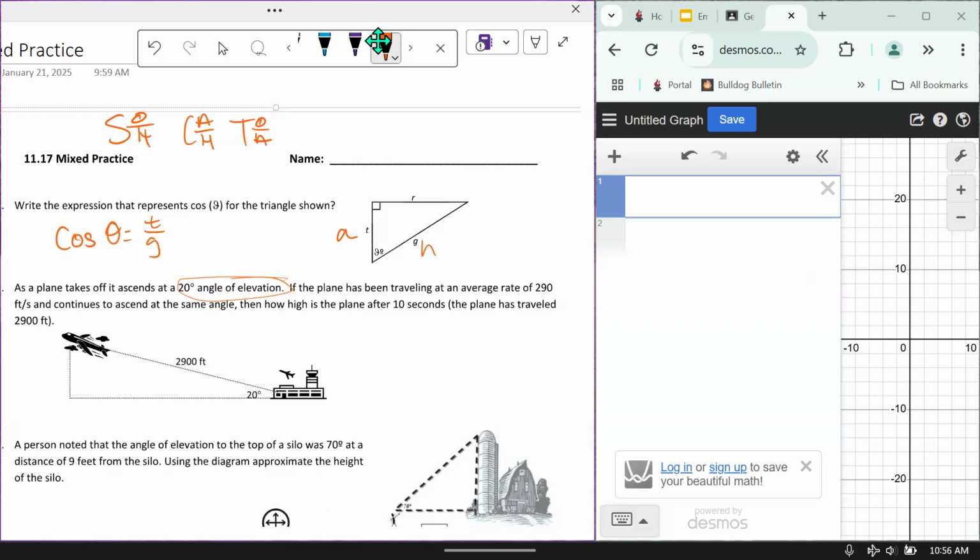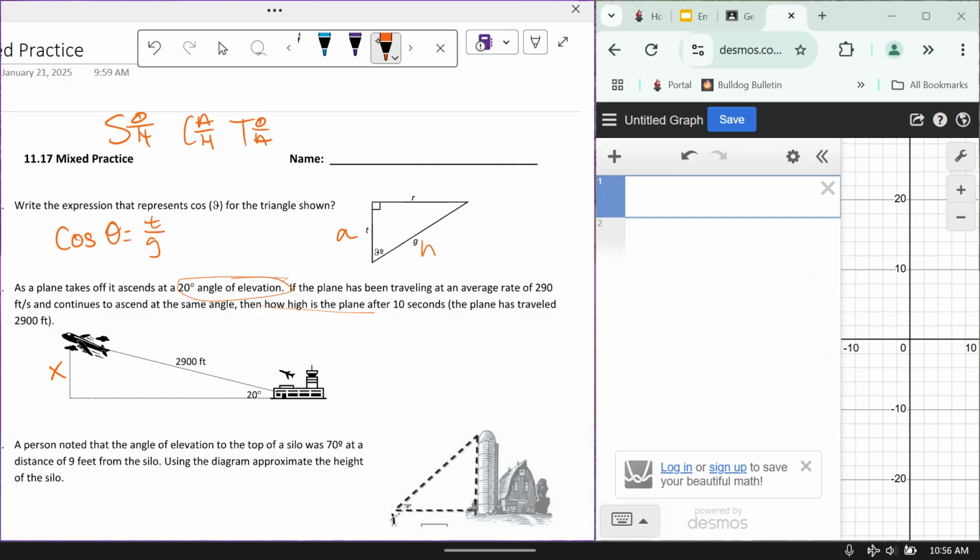Here we go, 292. We want to know how high the plane is. So we want to know x, our height. First thing we're going to do, as we talked about: are we solving for a side or an angle? All of you should have answered side. If we are solving for a side, are we going to use our regular trig functions or our inverse trig functions? Everybody should have said regular.